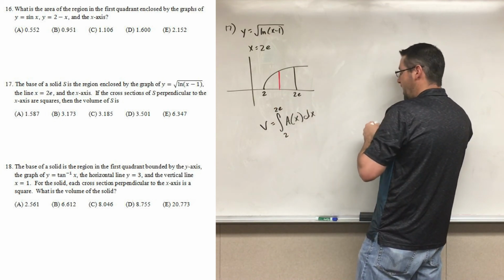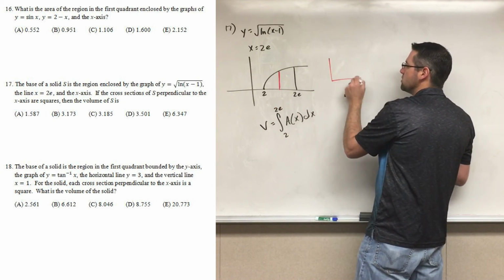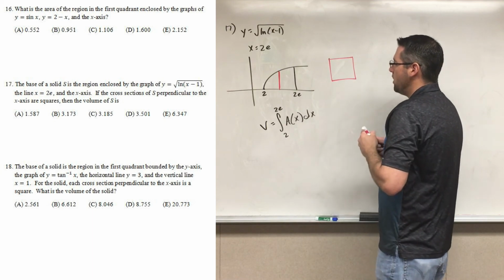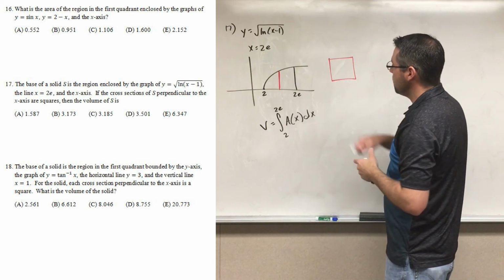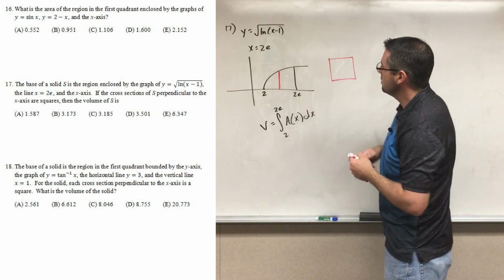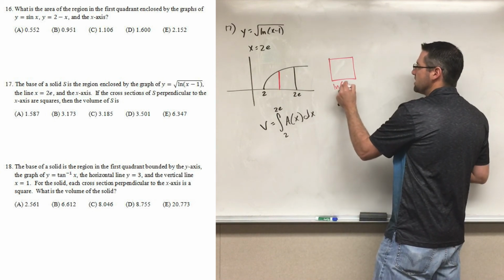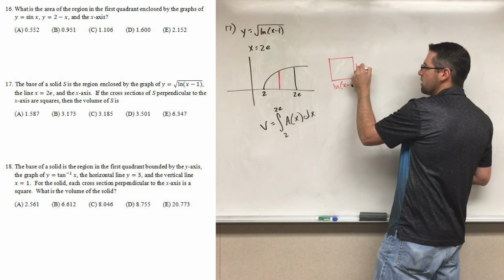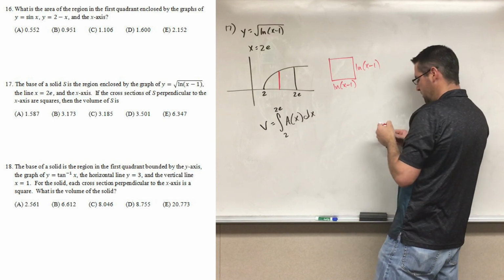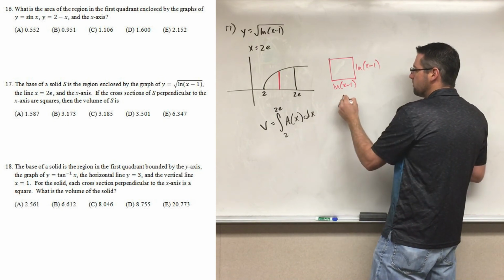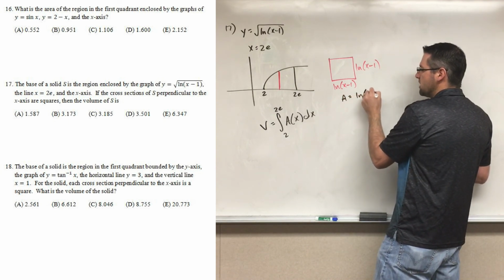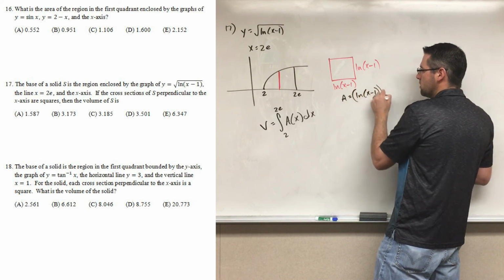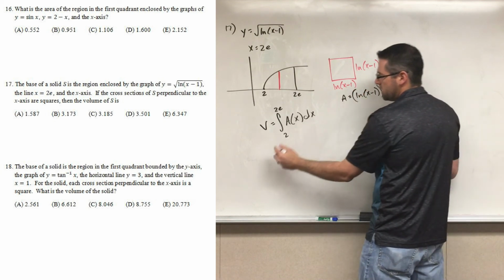And then we're going to look at our one singular cross section and determine that area. Well, the base of this square is going to be our function here. So that's going to be the radical of natural log of x minus 1. Because it's a square, that means the height's going to be the same thing, which means my area is going to be the radical natural log of x minus 1 squared. And so we can take that and just plug that in here.